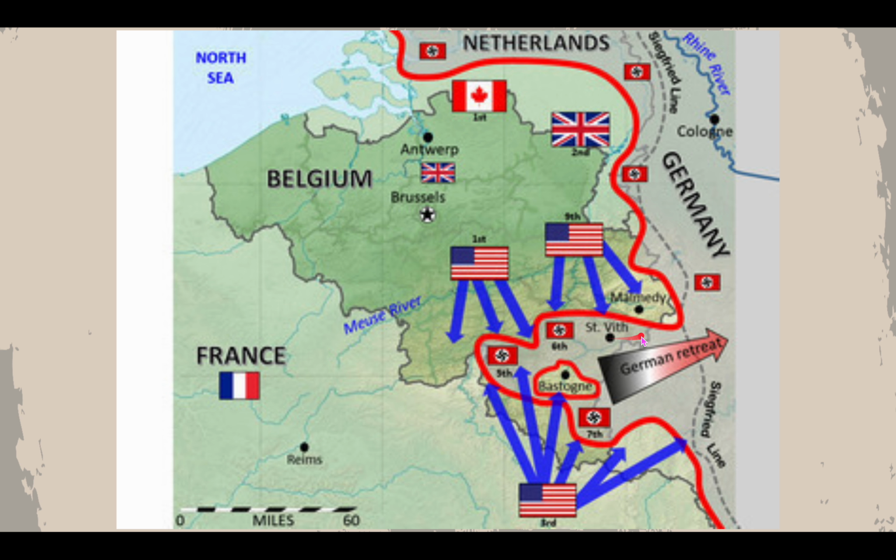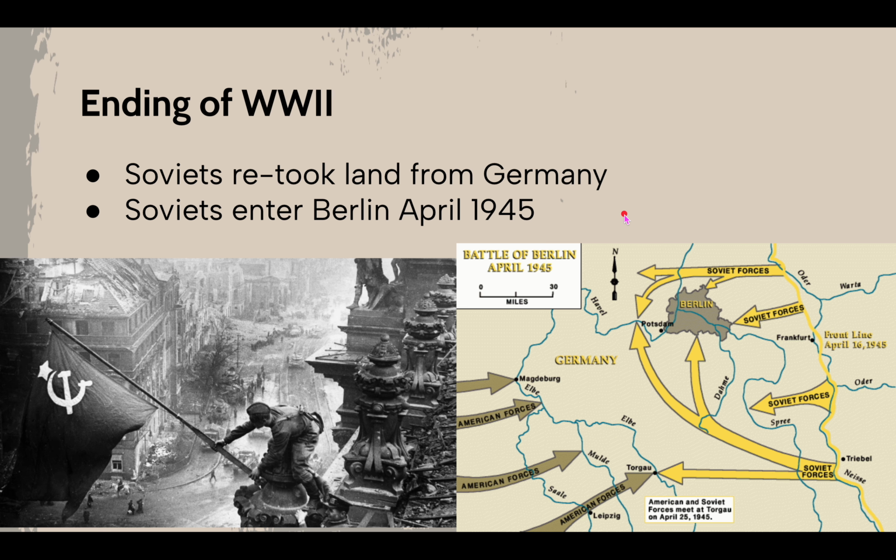As you can see here, it's called that because it's kind of like a bulge of German line sticking out like a peninsula right here. So American forces and other Allied forces surrounded this bulge, defeated them, and now they're pushing actually into Germany's border. So the ending of World War II.